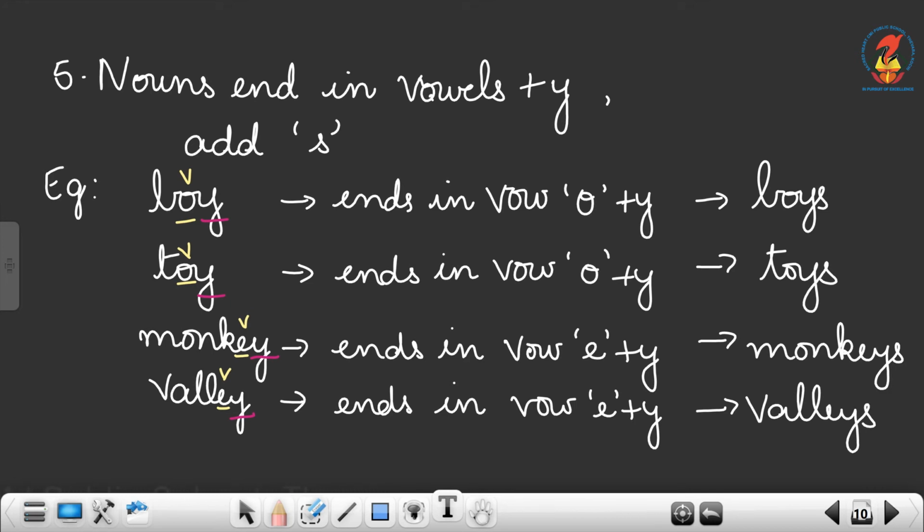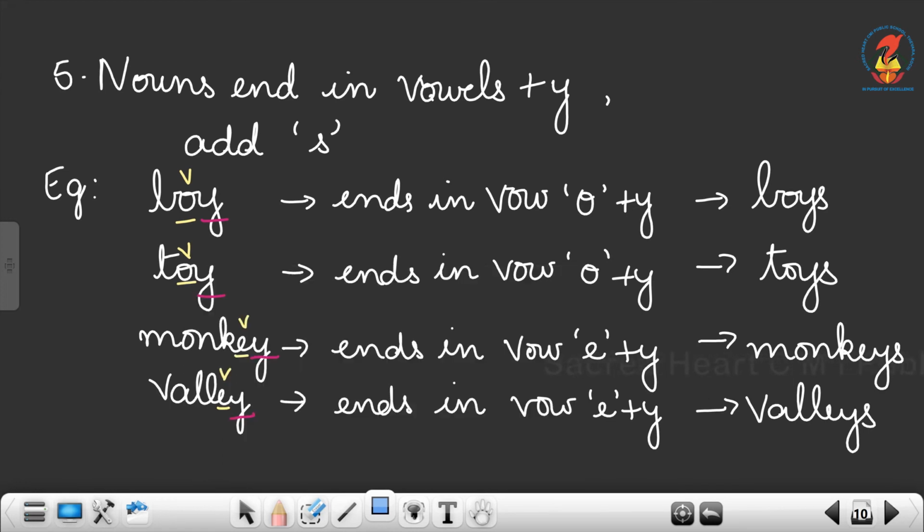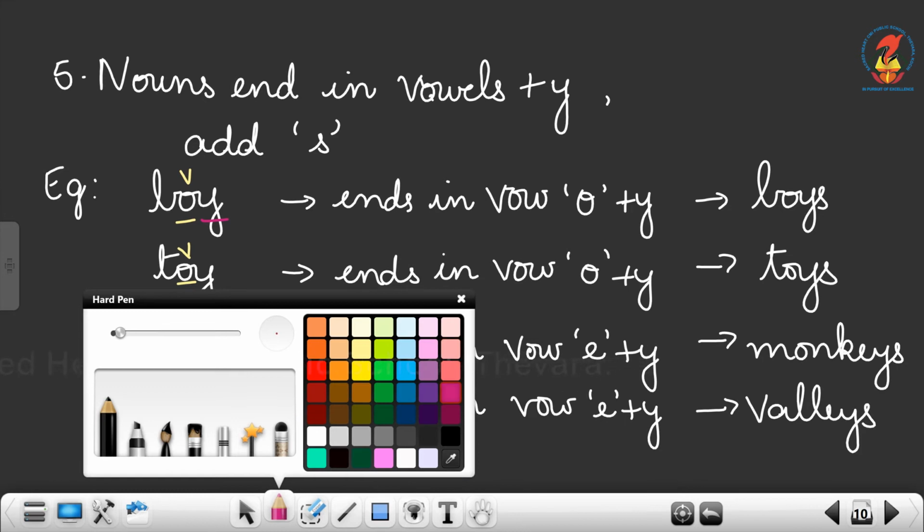Now look at the word boy. Here the noun ends with the vowel O and Y. O is a vowel, isn't it, children? So this word ends with the vowel and Y. So you have to add S to the word to make it plural. So boy, plural form is boys. Look at the word toy. Similarly, O is a vowel and it ends with Y. So toys. We add S to the word to make it plural.